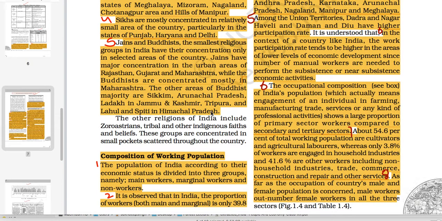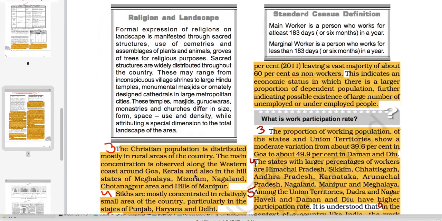Yesterday we did population composition. Now the next subtopic of population composition is the composition of working population. We know that the people of India, according to their economic status, are divided into three groups. First is main workers, second is marginal workers, and third is non-workers. Firstly we discuss what is a main worker and what do you mean by marginal workers.